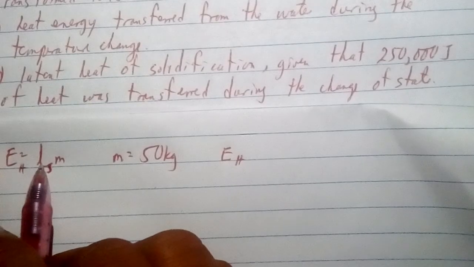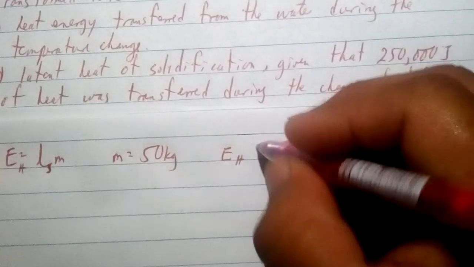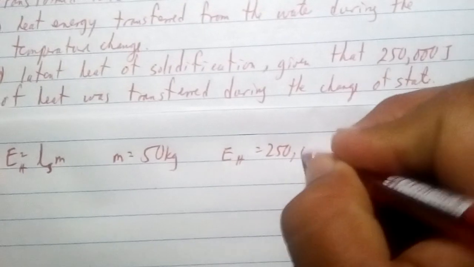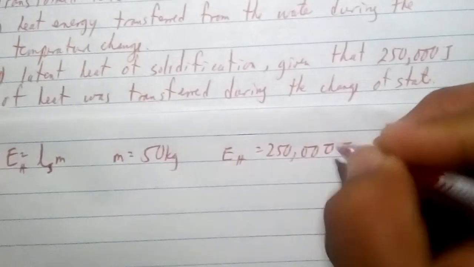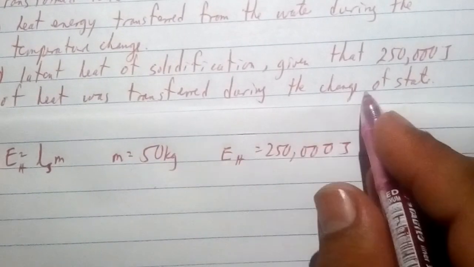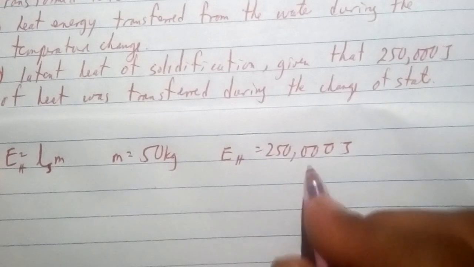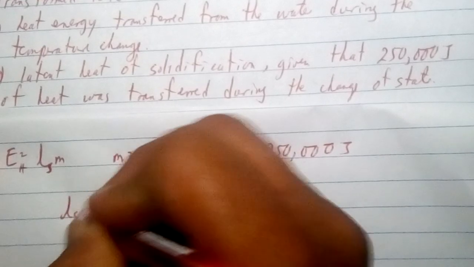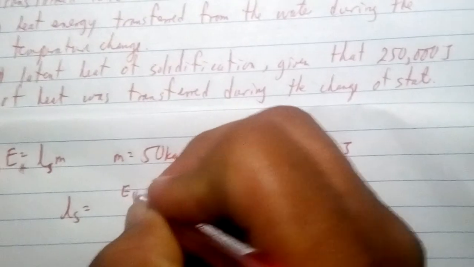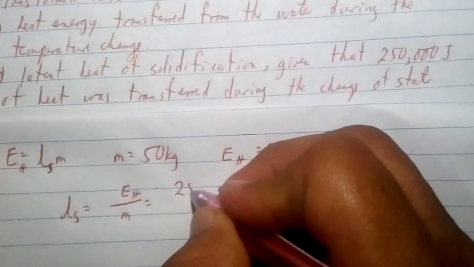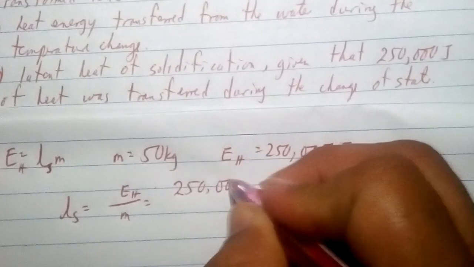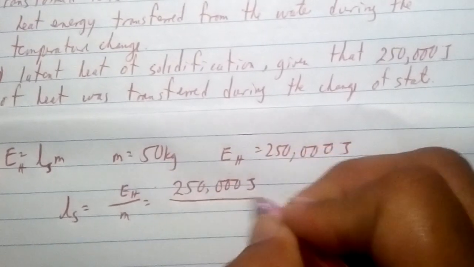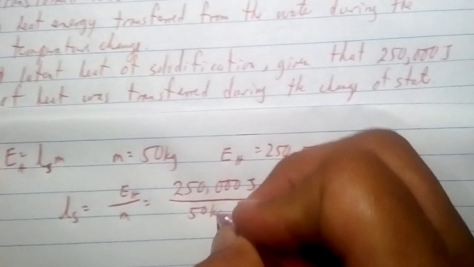We want to know this one here. Given that 250,000 joules of energy was transferred during the change of state, transfer means that is the amount used. So we need to put in a little bit of algebra here to solve for L. So L, solidification, equals energy divided by the mass, which gives us 250,000 joules over 50 kilograms.